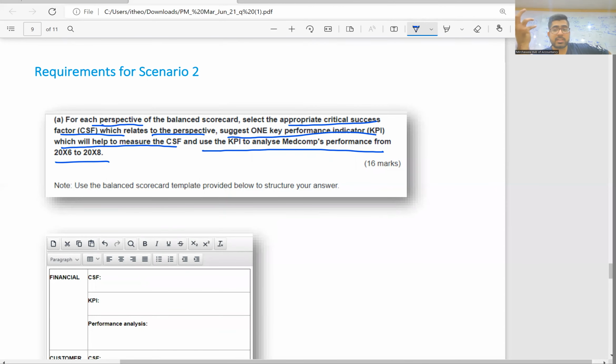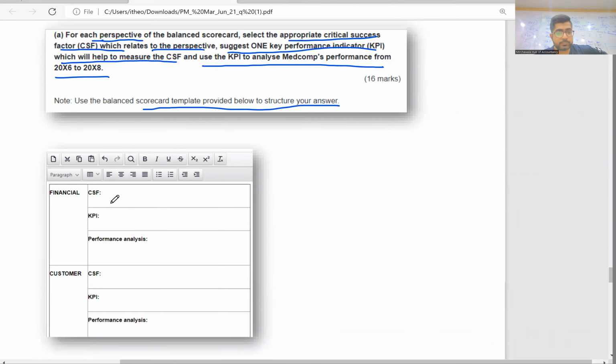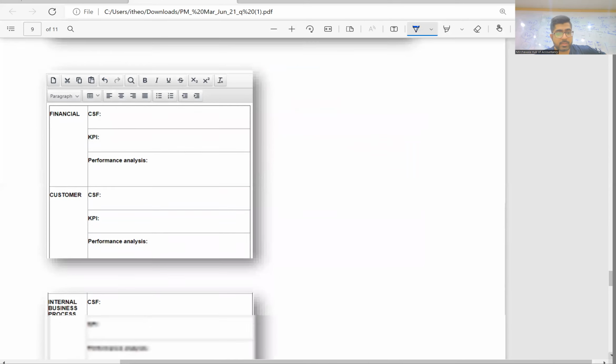I will say my critical success factor is good pass rates. So suggest one indicator, KPI is indicator, which will help to measure the results, and use that KPI to analyze Medcomp's performance. Note, use the balance scorecard template provided below to structure your answer. Now a template is given, and through that we need to structure our answer. So see, financial, customer, internal business, and innovation, learning, and growth. These are the 4 perspectives of balance scorecard.